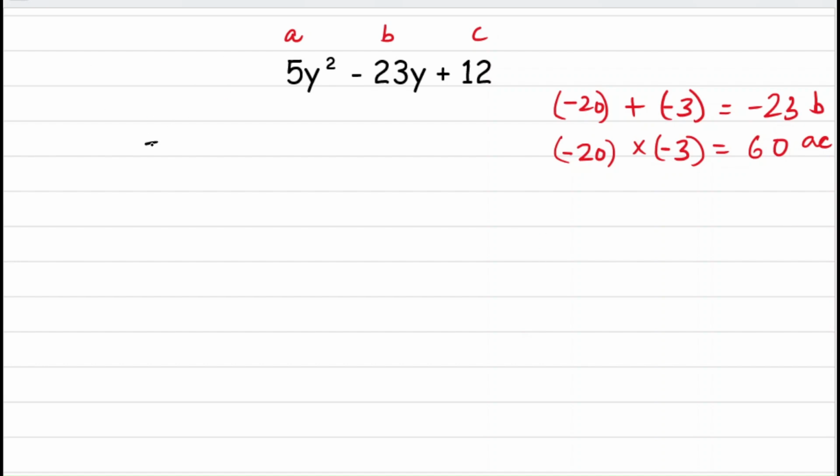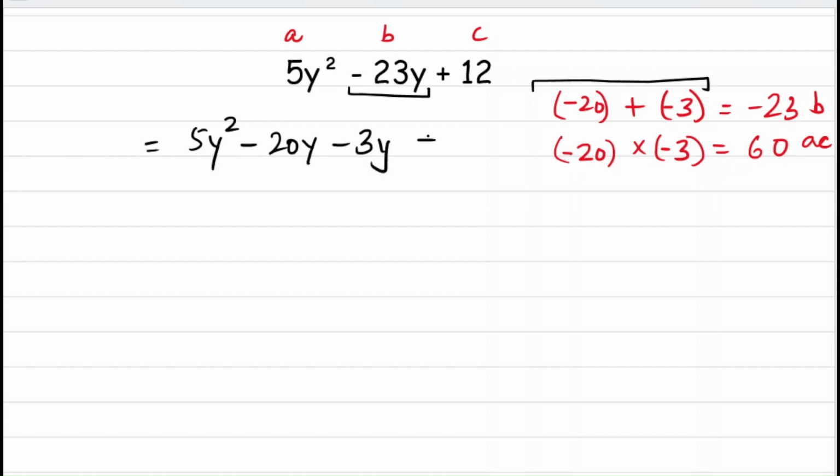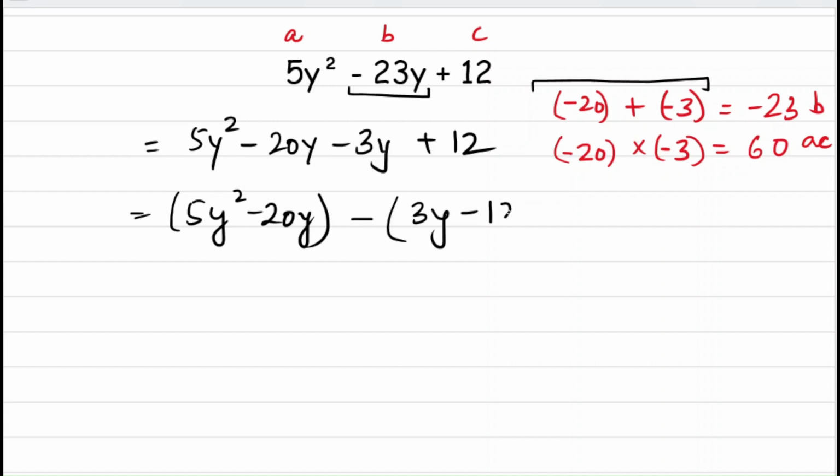So let's rewrite it as 5y squared minus, this minus 23y is actually minus 20 added to minus 3. So minus 20y minus 3y plus 12. Let's regroup the terms: 5y squared minus 20y, minus 3y minus 12. Now, if you notice, in place of plus, I put minus. Why? Because I have taken the minus sign outside. Whenever there is a minus sign outside, the inside term signs get changed. So this minus becomes plus, and this plus becomes minus because of this minus which I have taken outside. All the signs inside the parentheses would be changed.